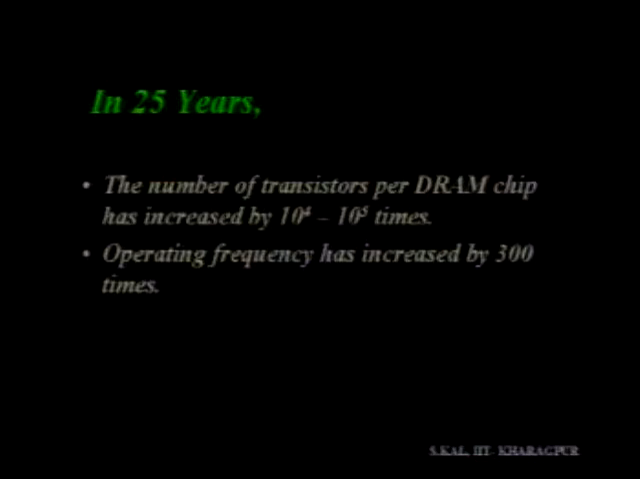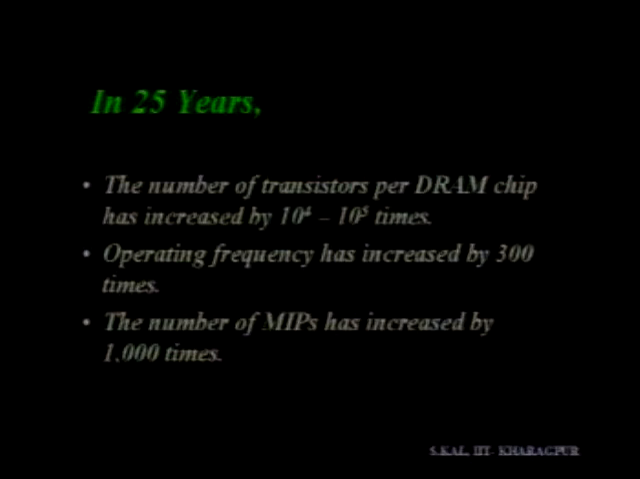Okay. So at the same time, operating frequency has increased by 300 times from 1975 to 2000. If you consider, this is an enormous development so far as the operating frequency is concerned. The number of MIPS has increased by 1000 times; MIPS is mega instructions per second, as you know. So these are some of the developments which have taken place in the last 25 years because of downsizing the transistors in integrated circuits.